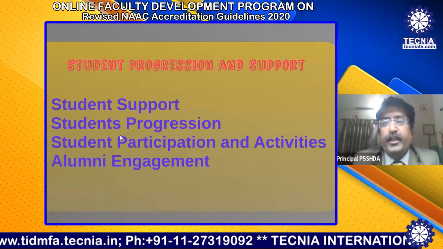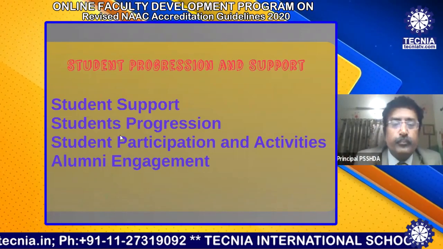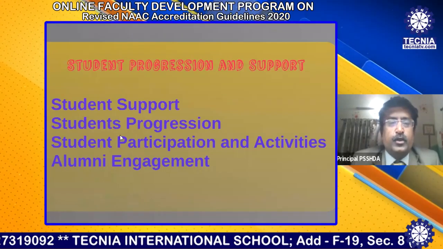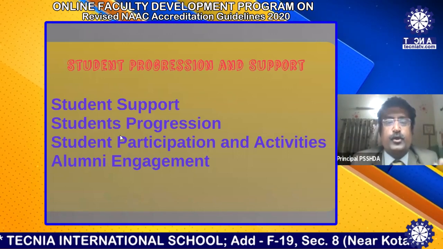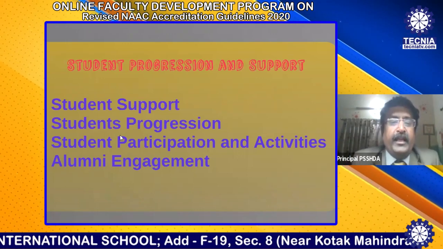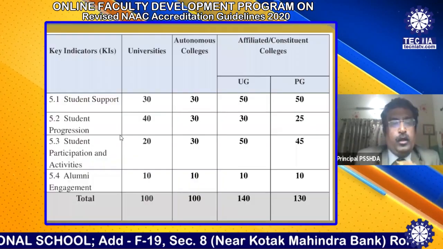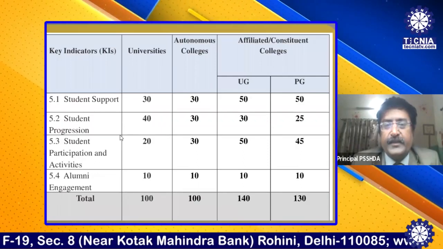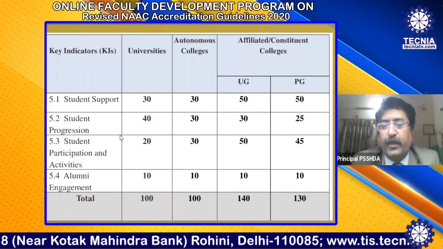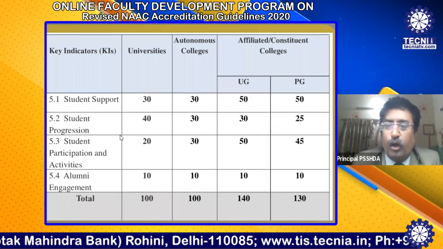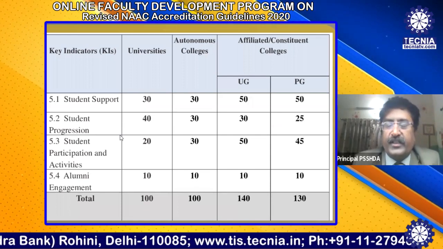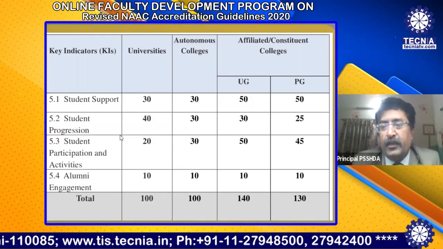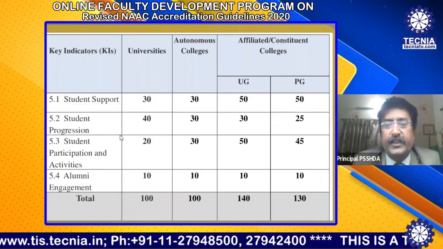So these are 4 indicators. By the names of these indicators, we can easily understand what is under them: student support, student progression, student participation and activity, and the 4th one is alumni engagement. We know that under this criterion, a university has a weightage of 100 marks. For autonomous, it is a weightage of 100 marks. For UG colleges, which focus more on students' activity, 140 marks weightage is given, while for PG colleges, the weightage is 130 marks.